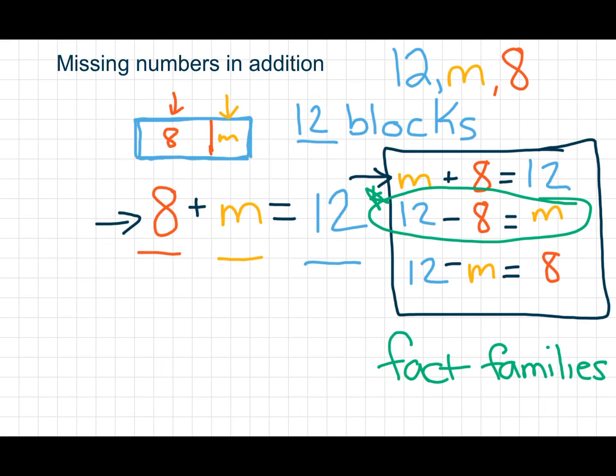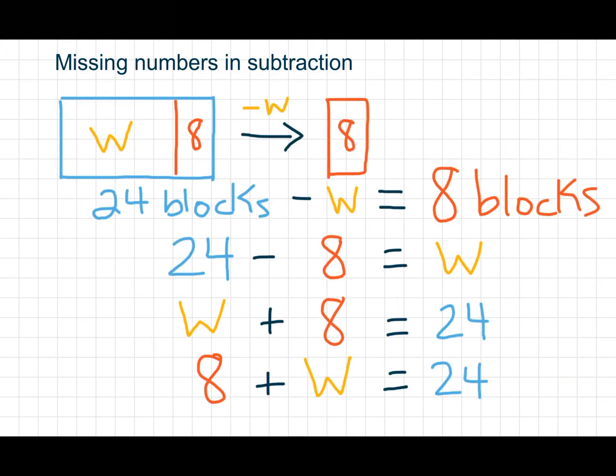Well, you probably noticed that this equation right here is an easy way to figure out m. Now, when you are trying to figure out an unknown missing number in addition, you don't have to list all of these fact families, all of these equations. All you need to understand is that this is the whole number here, and all you have to do is take away the known number, and you can find the missing number. Okay, hopefully that's not too confusing because we're going to move on to missing numbers in subtraction.